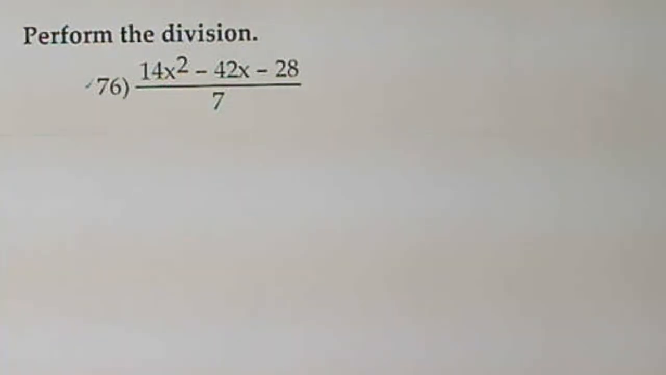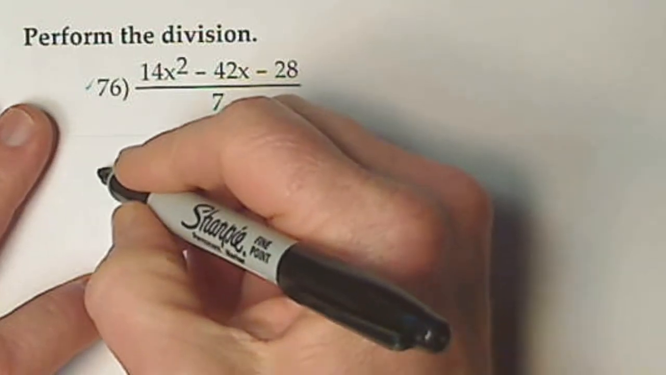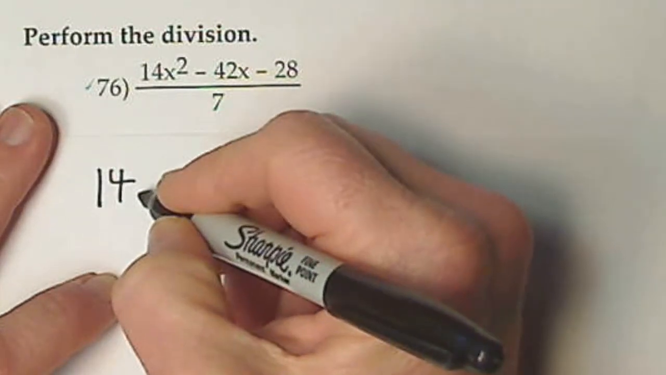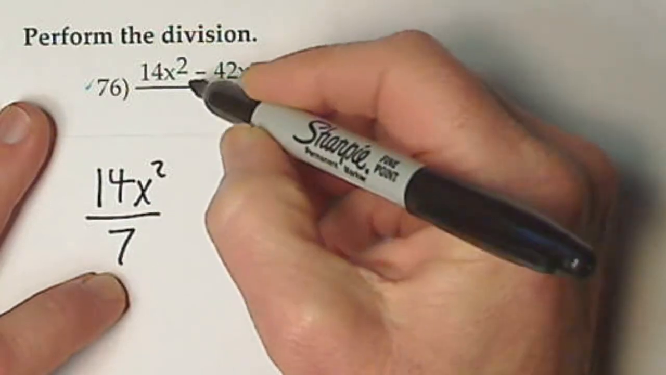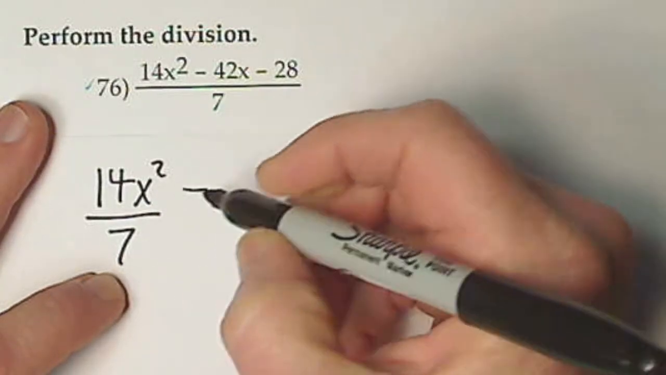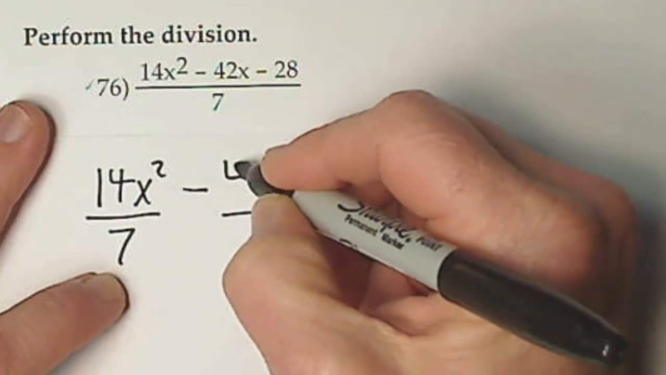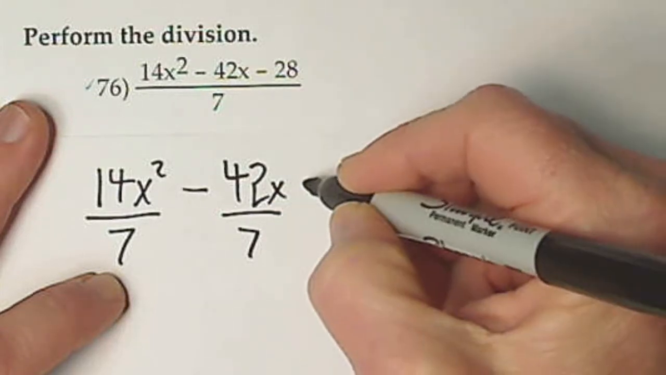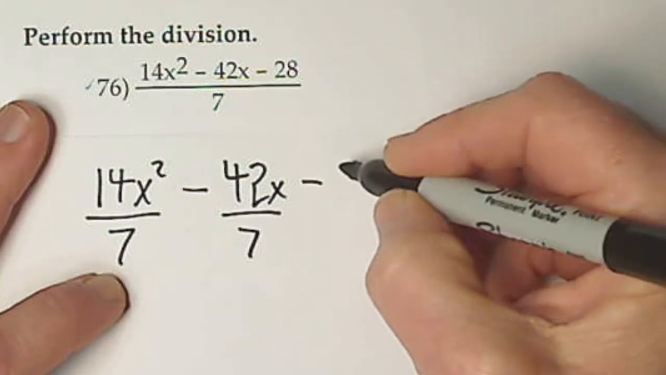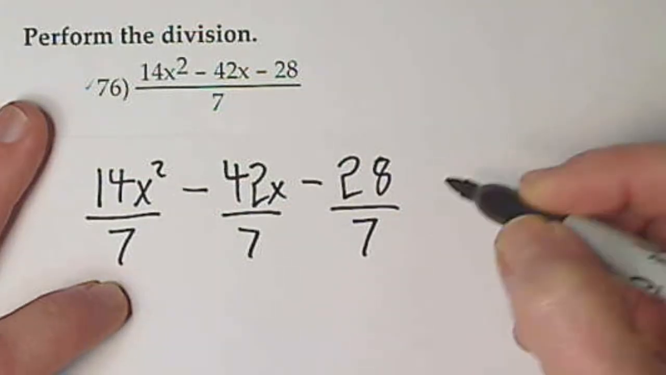So the safest way to proceed is you write 14x squared over 7. This minus sign, I'm just going to keep it right up there. 42x over a 7. All right, and this minus sign, I'm just going to keep it up there, or negative. The words are interchangeable. 28 over 7.